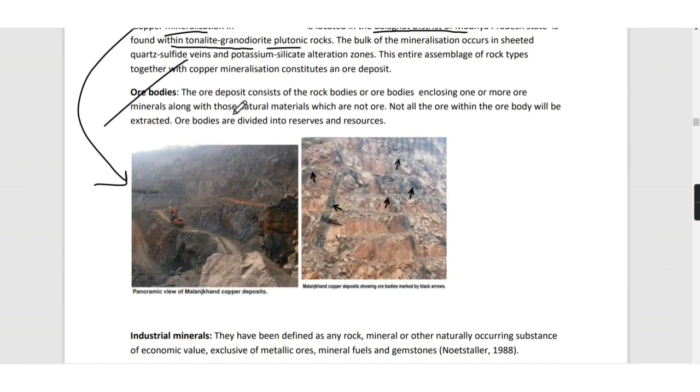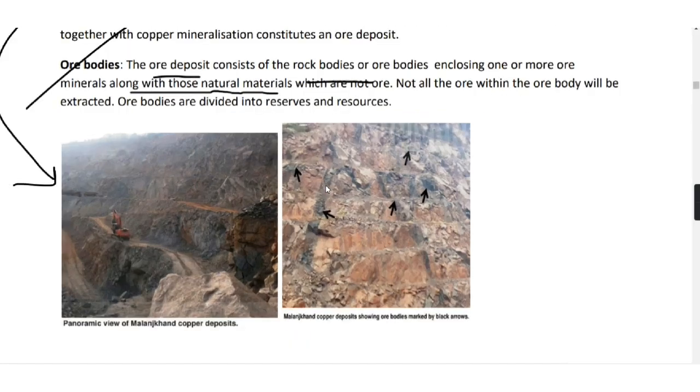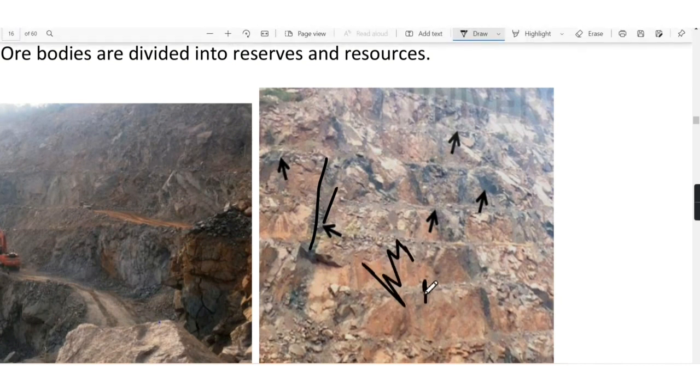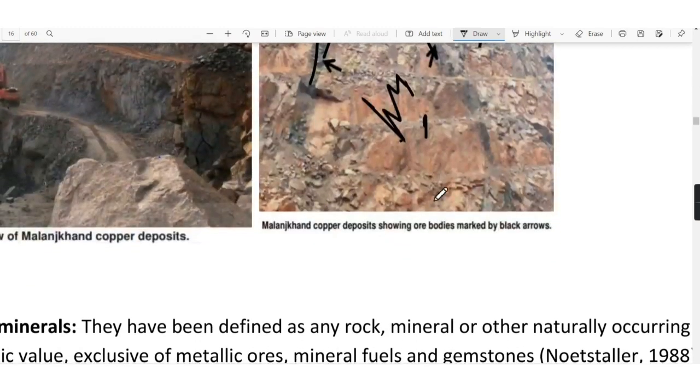What are ore bodies? Ore bodies are ore deposits consisting of rock bodies enclosing one or more ore minerals along with natural material which is not ore. As you see in this diagram, these black ones are ore bodies present in the rock. This brown part is not ore, but this black part is the ore body. This is the Malanjkhand copper deposit showing ore bodies marked by black arrows.